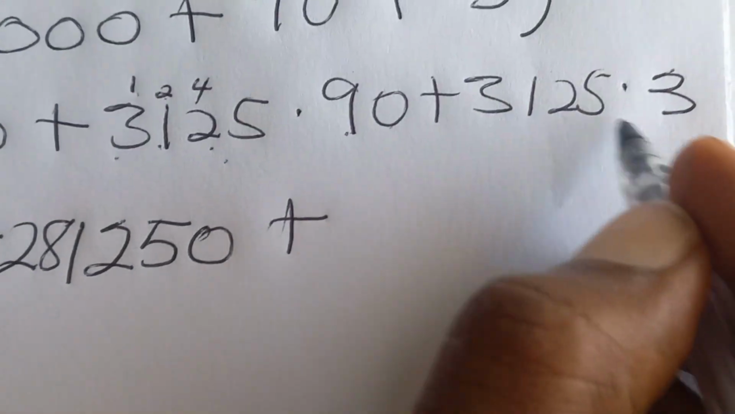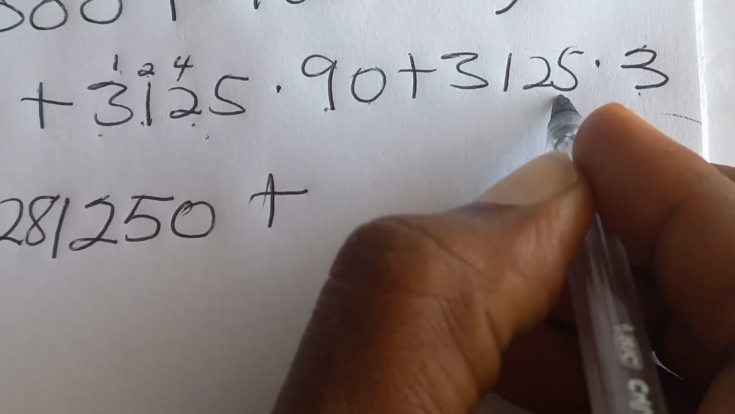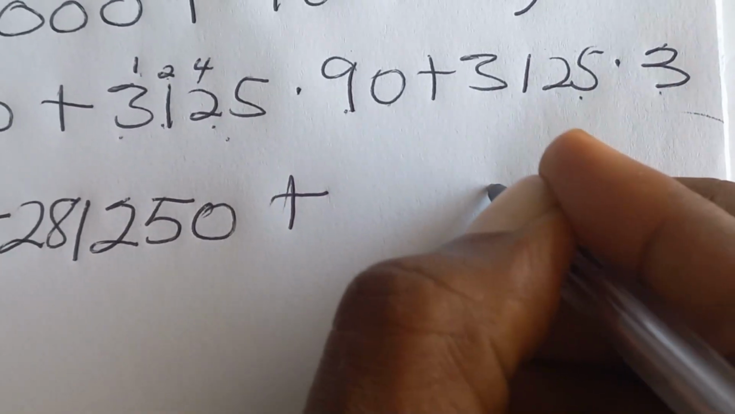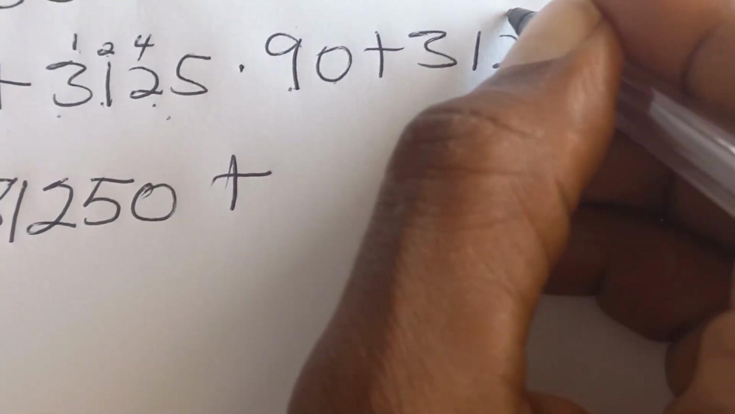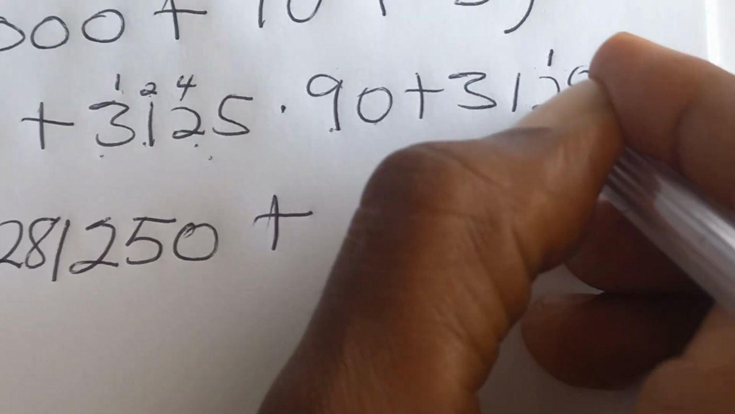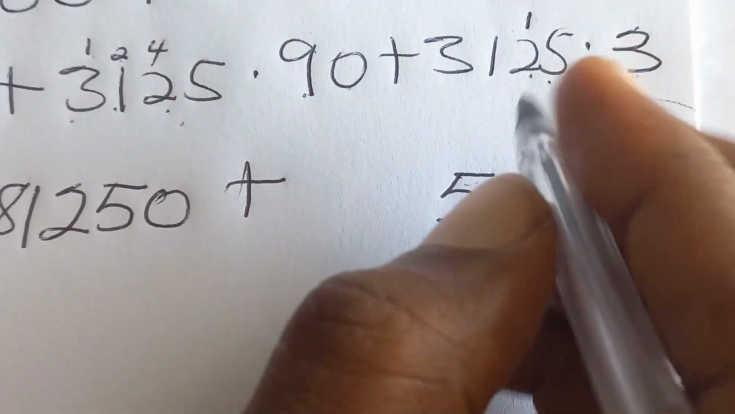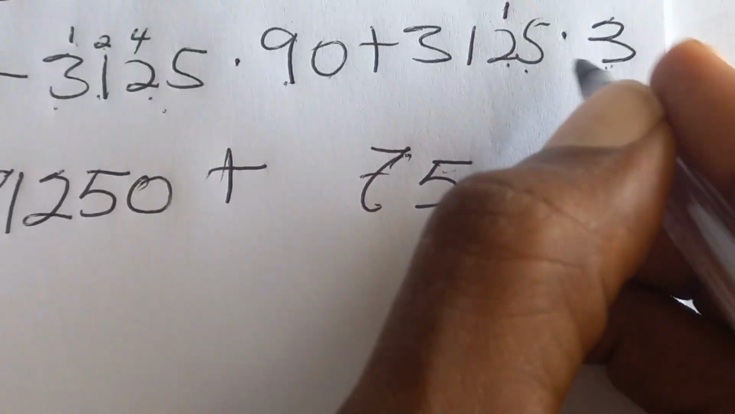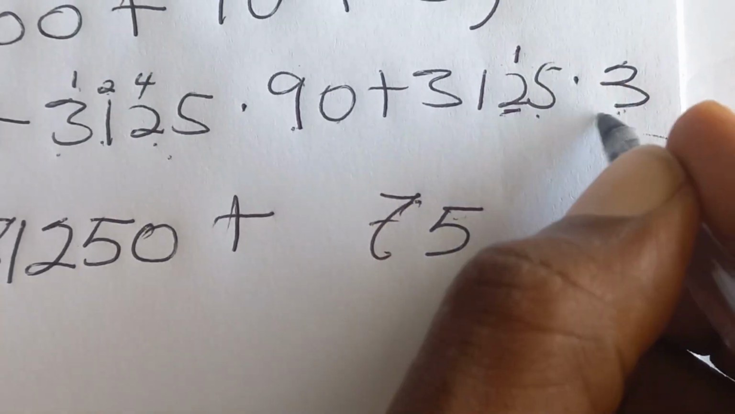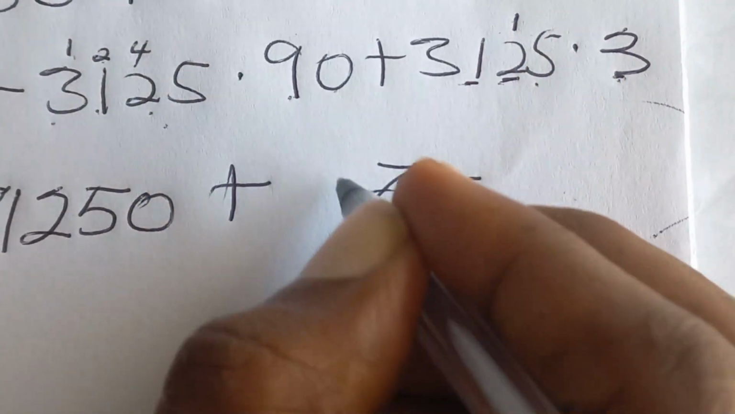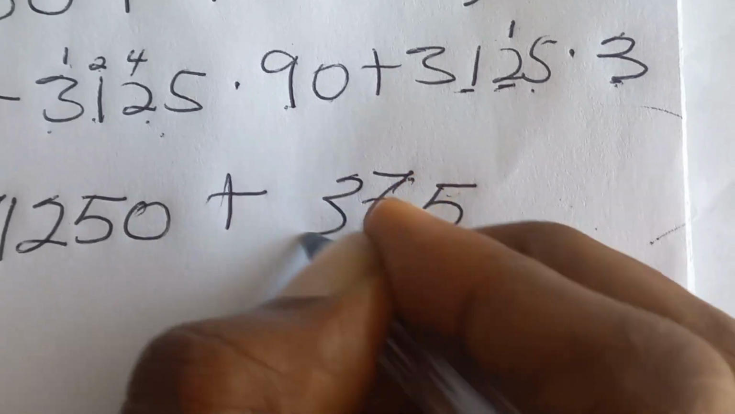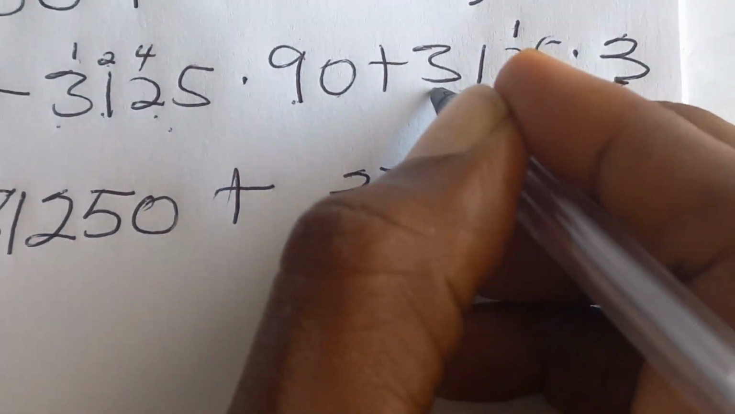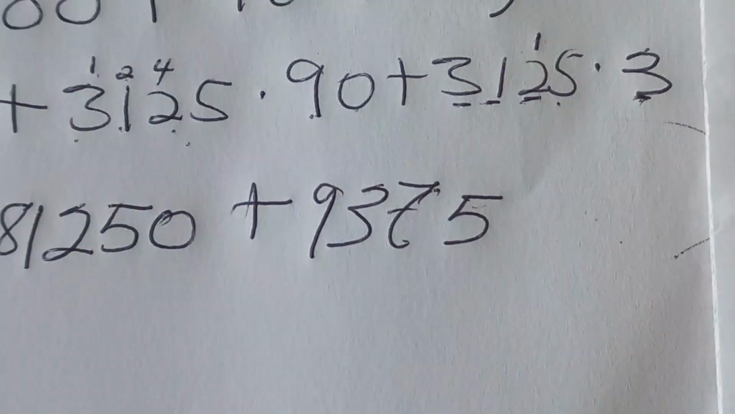Now 3 times 5 is 15, so 5, remainder of 1. 3 times 2 is 6, plus 1 is 7. 3 times 1 is 3. 3 times 3 is 9.